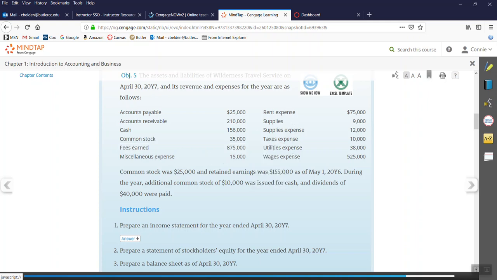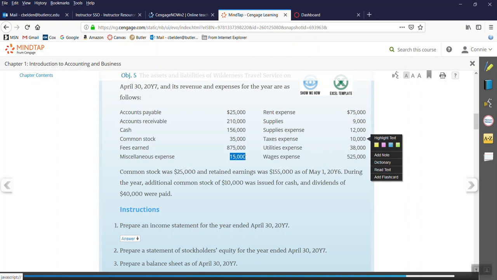Anything with the word expense after it will be an expense. And we'll be listing those on the income statement as well, from high to low. Notice that we do have supplies, which will be an asset, and supplies expense, which will be an expense on our income statement. So it looks like our highest expense is wages at $525, followed by rent at $75, followed by utilities at $38, then supplies expense at $12, then taxes expense at $10.